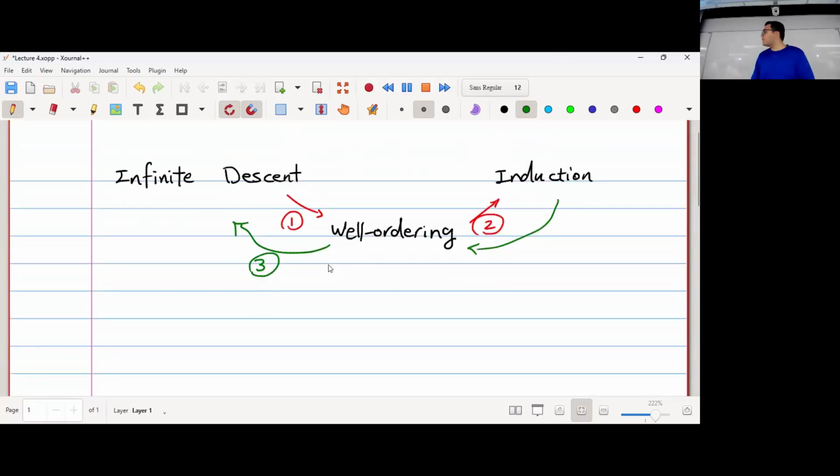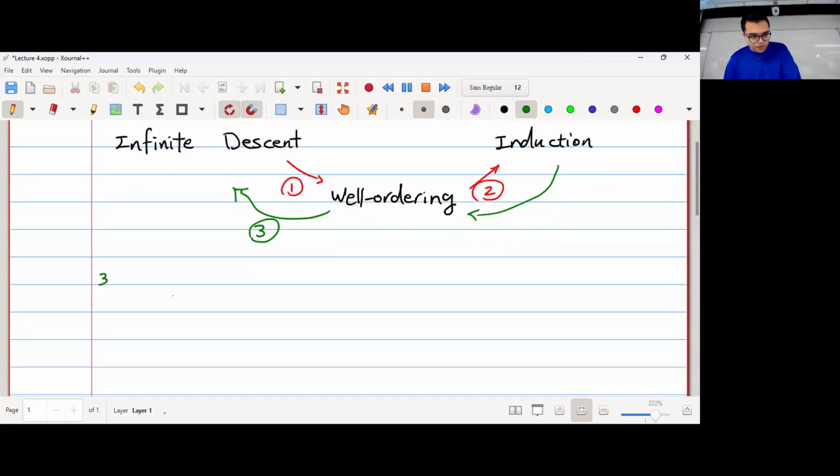So if I have well ordering, what does that mean? That means that I can assume every non-empty subset of natural numbers has the smallest element. It has a minimum element. And infinite descent, what I want to prove, is that I cannot have an infinite sequence of numbers that is always decreasing. Okay, so let's do this. Let's say I want to prove 3. Let's say I take some infinite sequence of numbers. Let A be an infinite sequence of numbers.